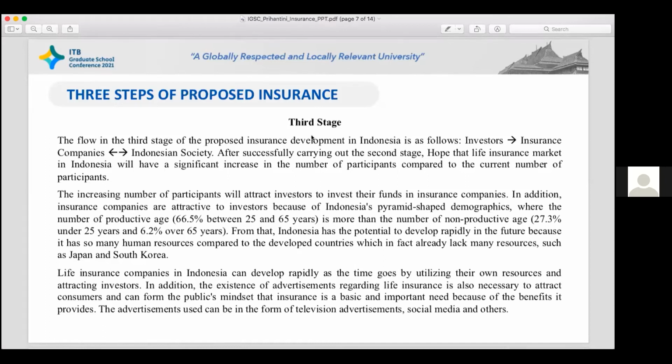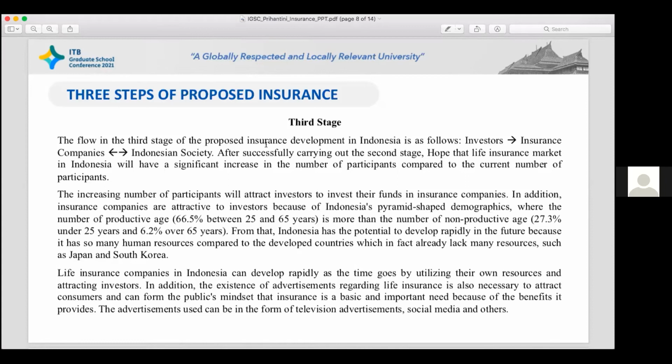So life insurance companies in Indonesia can develop rapidly too as time goes on, by utilizing their own resources and attracting investors. In addition, advertisement regarding life insurance is also necessary to attract consumers and to change the public mindset so that insurance is seen as basic and important because of the benefits it provides.